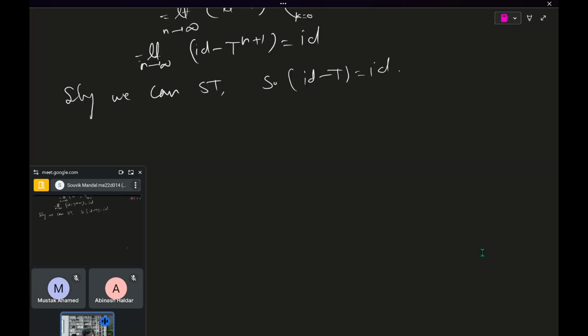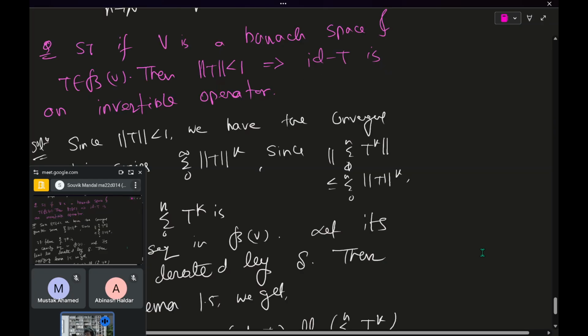Let me go from the question itself. V is the given Banach space and T is a bounded linear operator on V. If the norm T is less than 1, we need to show that identity minus T is an invertible operator. So norm T less than 1 means the geometric series, the summation from 0 to infinity of norm T to the power k, is convergent. It follows that the summation from 0 to n of T to the power k is a Cauchy sequence in B(V), and let its limit be denoted by S.